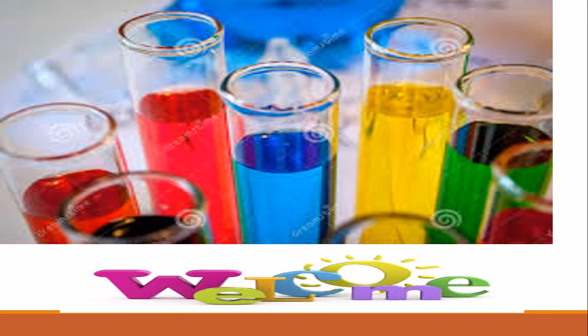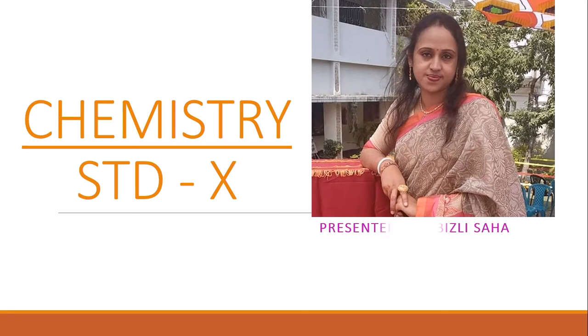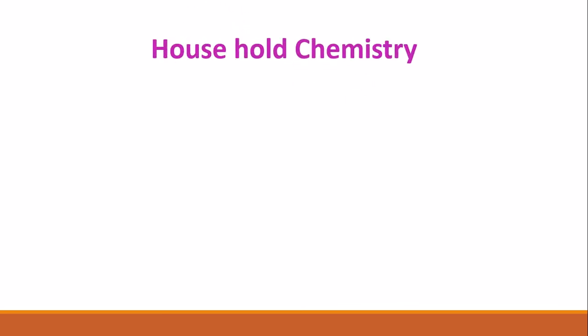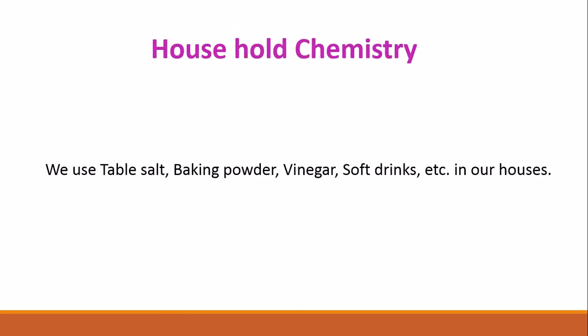So now, welcome to my chemistry class. This is the chemistry class of standard 10. Today our topic is preparation and uses of different chemicals. Household chemistry. We use table salt, baking powder, vinegar, soft drinks, etc. in our houses.